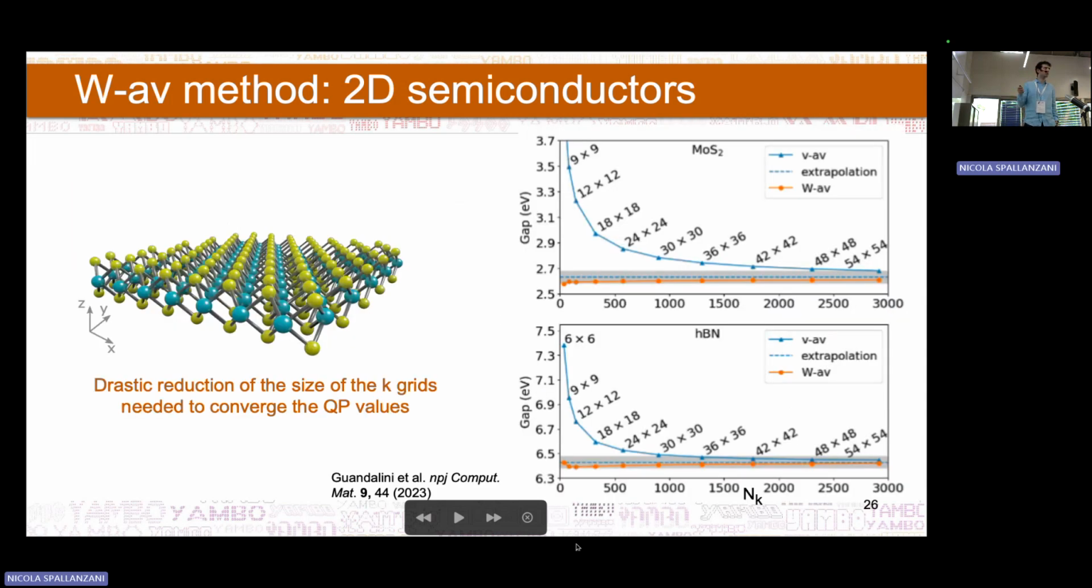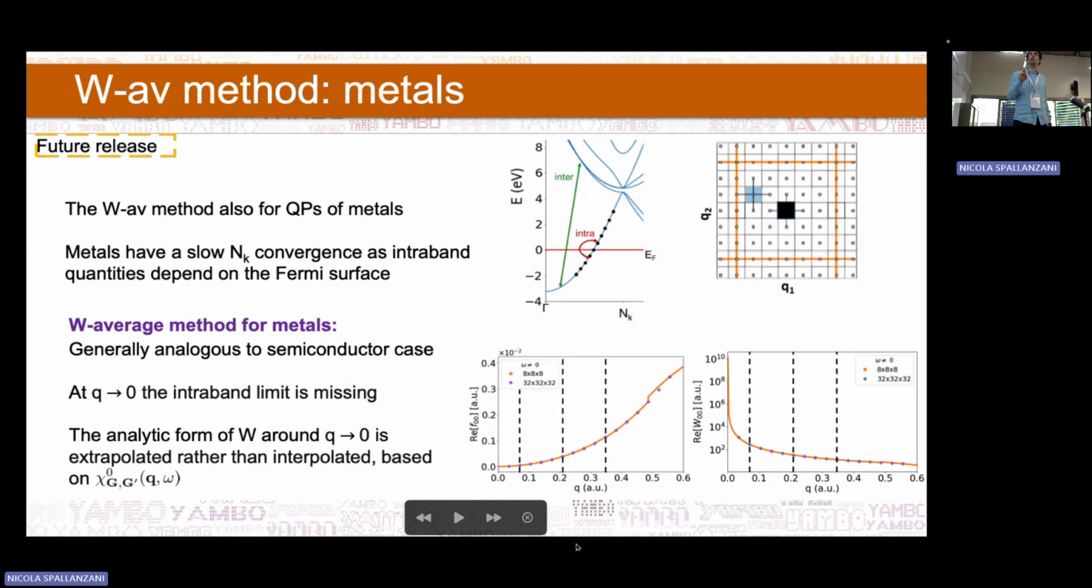I think you can see this now in the case of these semiconductors. If you use only the V average method, you see a very slow convergence with the grid. Instead, with the W average, even the smallest grid, like 6 times 6, is already a convergence close to the extrapolated value. Now, this W average method has been applied to these semiconductors. What I'm working on is an extension of this W average method to the case of metals.